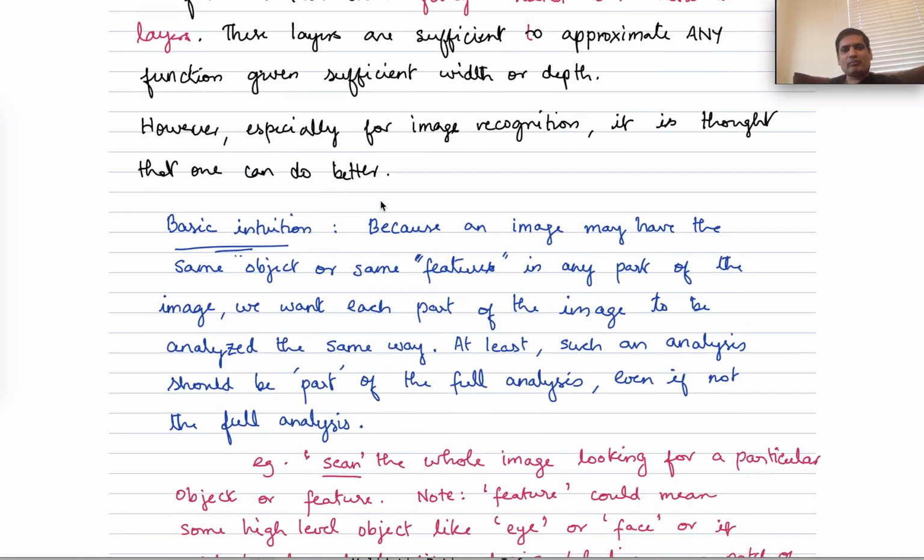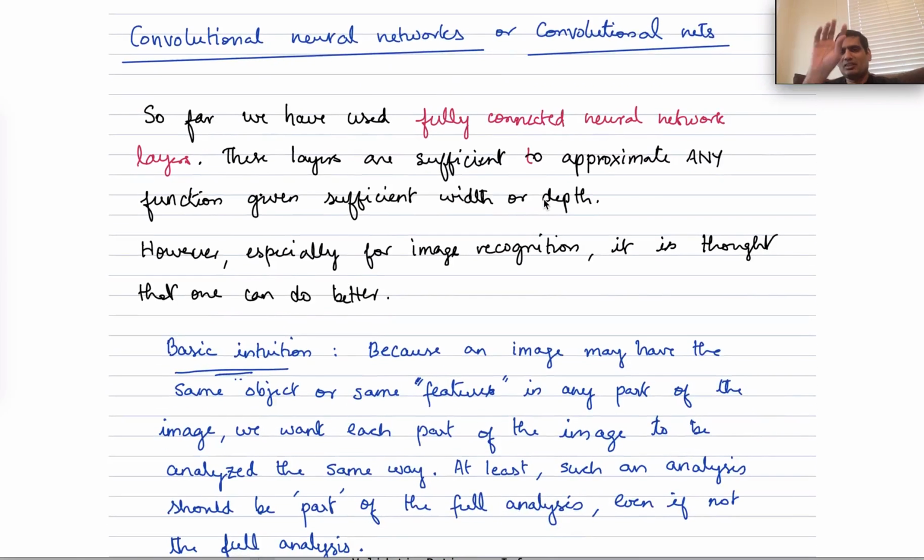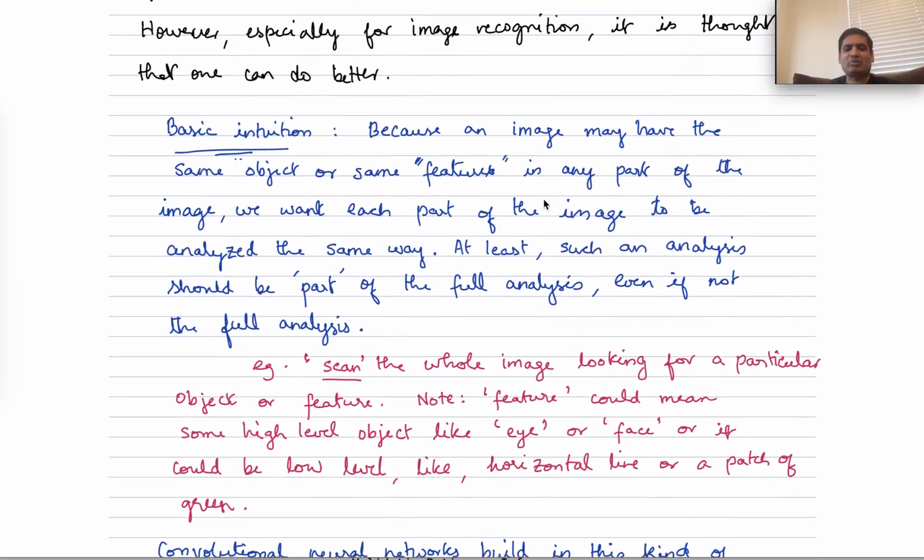So the basic intuition is as follows. Specifically, let me motivate it with this kind of translation invariance where you have this object in different parts of the image, same object potentially. Because an image may have the same object or the same features, within quotes, in any part of the image, what do we want to do?